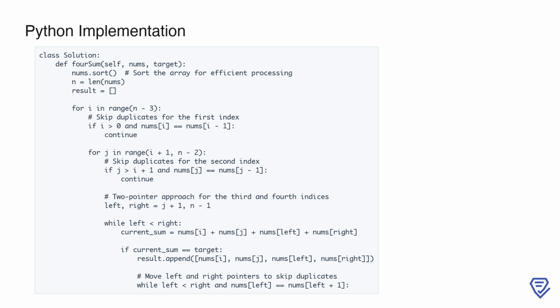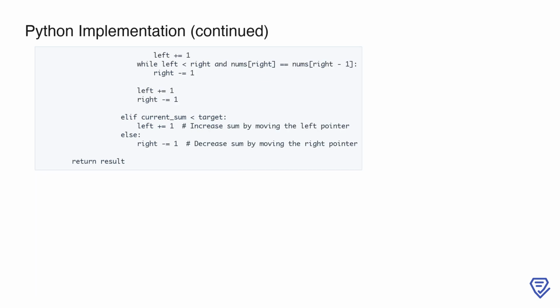To handle duplicate values for the third and fourth indices, we move the left pointer forward while the next value is the same as the current one. We continue by ensuring that after handling duplicates for the third index, the left pointer is incremented again to move to the next unique value. Similarly, to handle duplicates for the fourth index, we move the right pointer backward while the previous value is the same as the current one. After handling these duplicates, we increment left and decrement right to continue searching for other potential quadruplets.